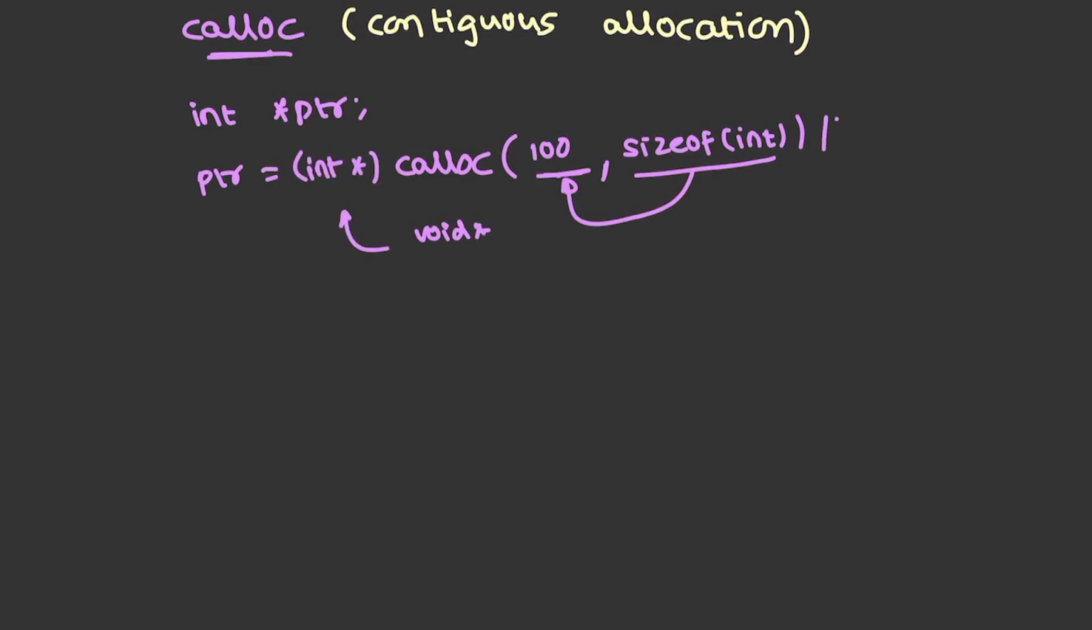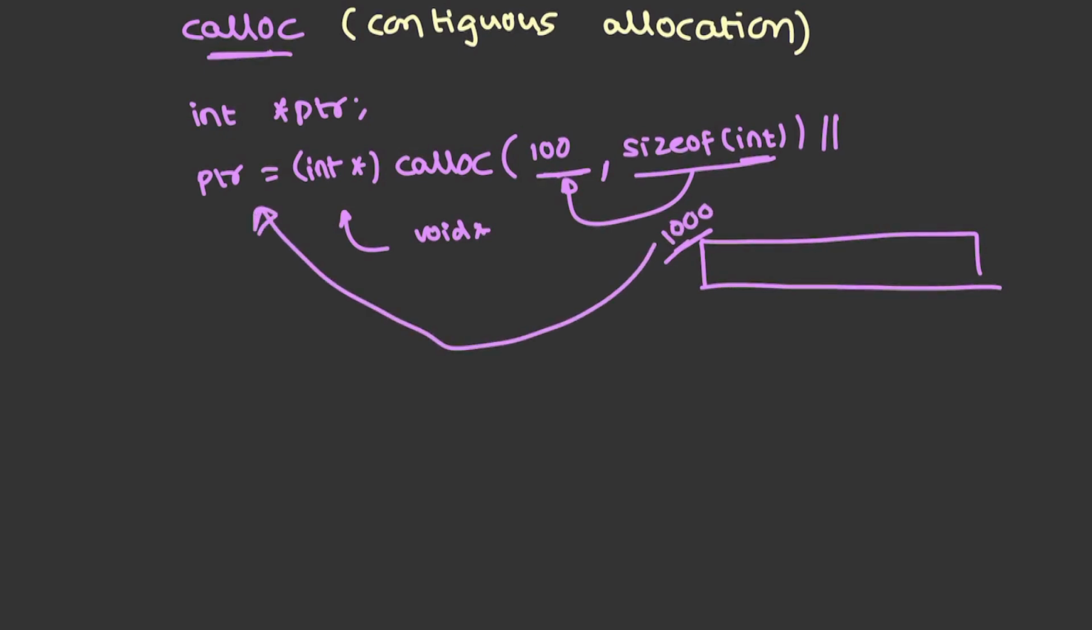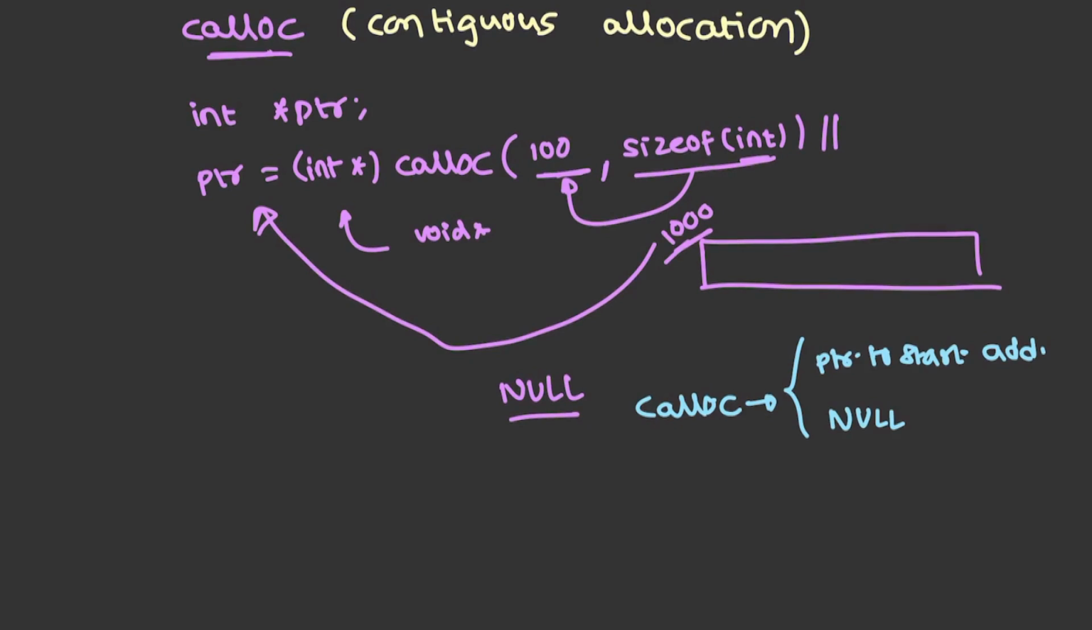After this statement, 100 memory locations for integers are allocated, and the start address, if it is at 1000, will be stored in the pointer. Or if it is not able to find memory, then it returns null. So, calloc returns a pointer to the start address, or null in case memory is not available.